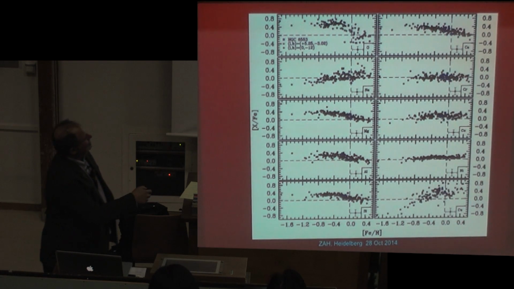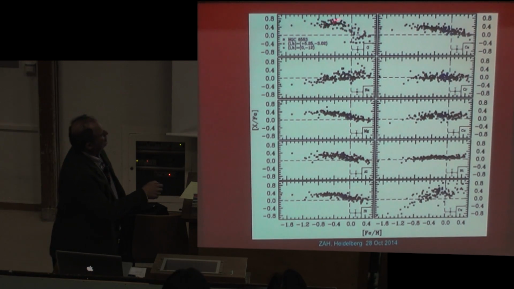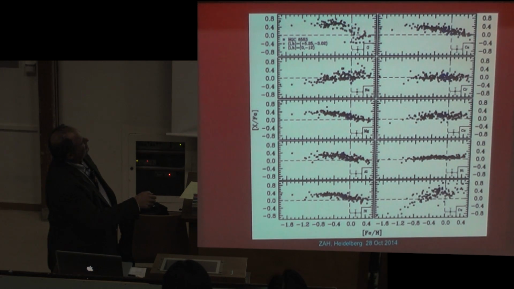Here are Johnson et al.'s beautiful abundance trends, if I may say so, but this is really amazing. This is [O/Fe] as a function of [Fe/H]. And this is calcium, chromium, cobalt, nickel, and copper, which is quite interesting, metallicity-dependent yield likely. Silicon, there are subtle differences.